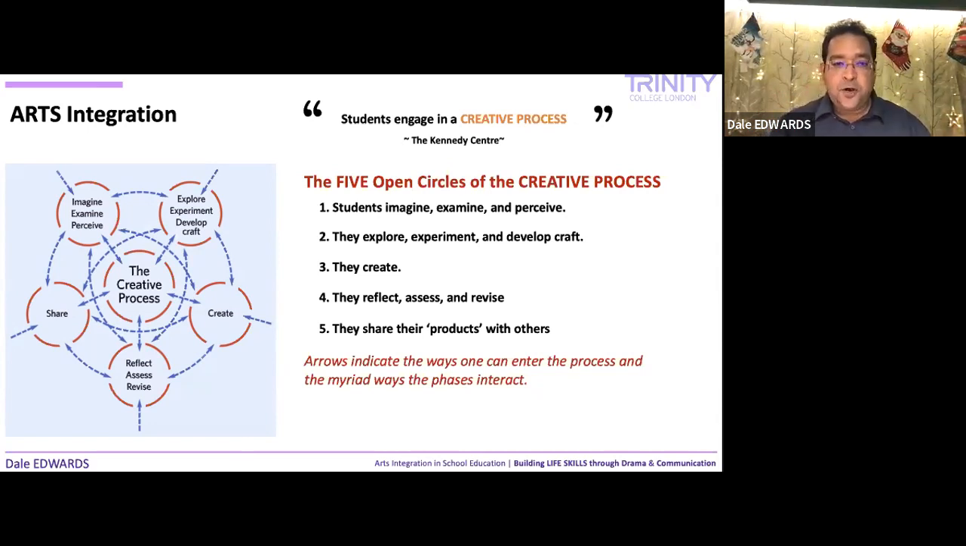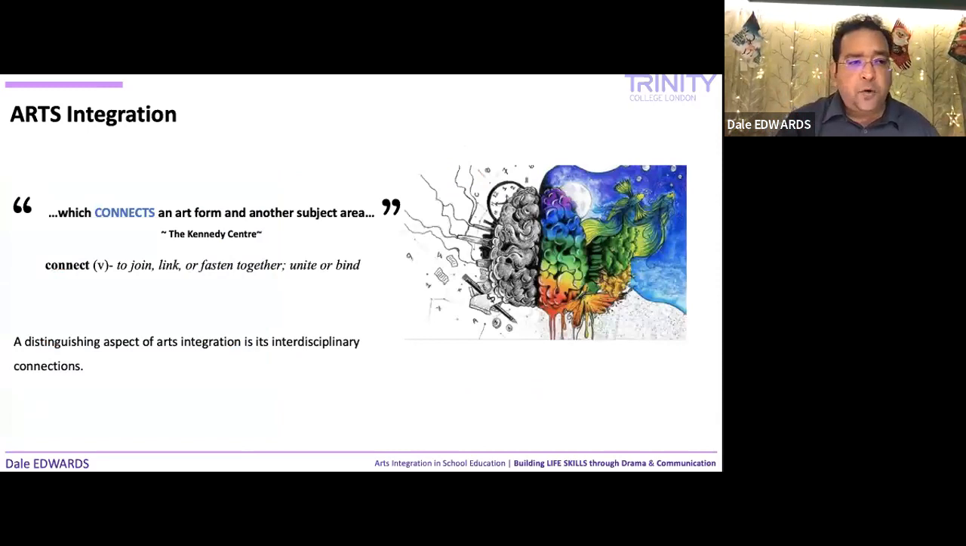So you see, it's not just circuitous, it is across all realms. And this is very interesting, and it's a lovely model to consider from a creative process point of view. Which brings me, of course, to a distinguishing aspect of arts integration, its interdisciplinary connection.